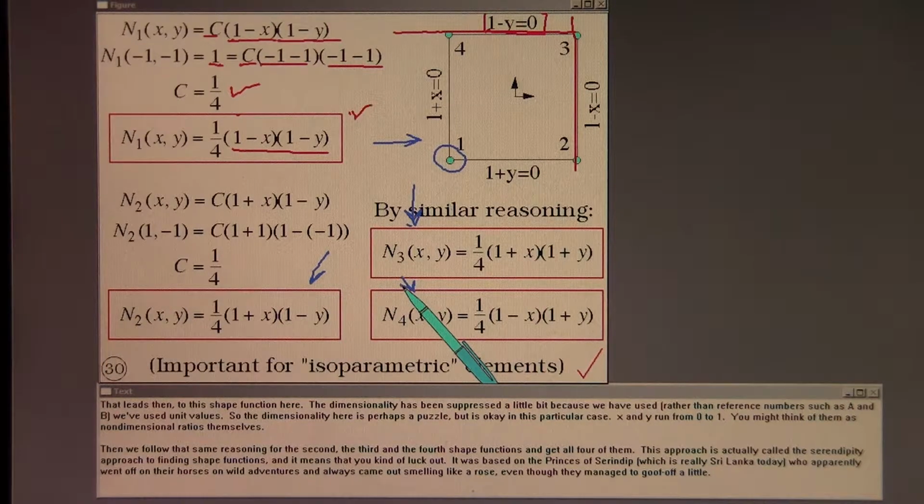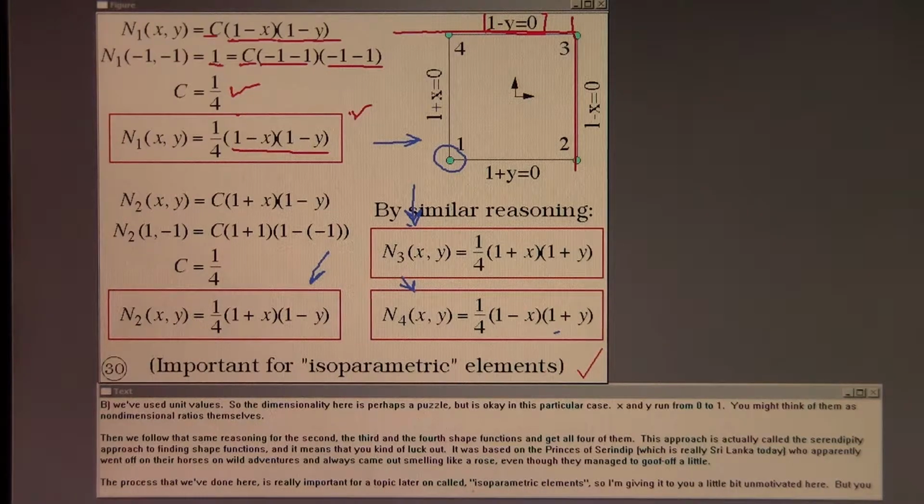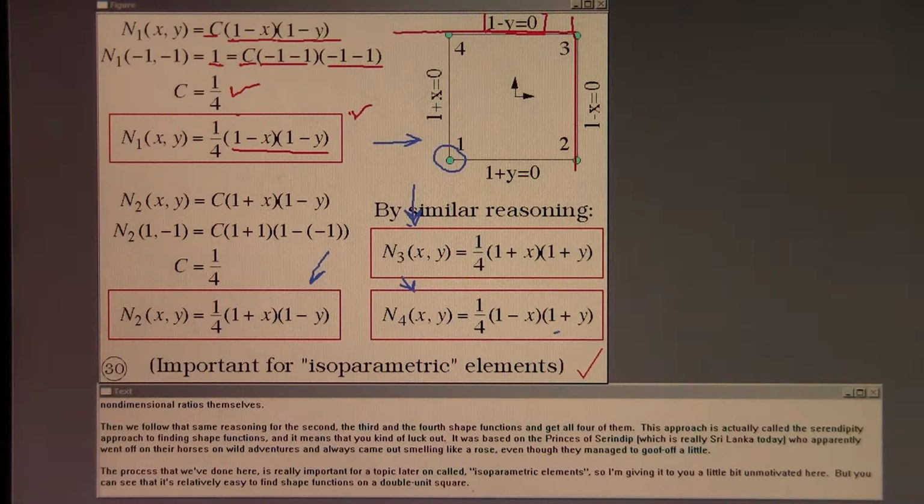This approach is actually called the serendipity approach to finding shape functions, and it means that you kind of luck out. It was based on the princes of Serendip, which is really Sri Lanka nowadays, that apparently went off on their horses in wild adventures and always came out smelling like a rose, even though they managed to goof off a little.